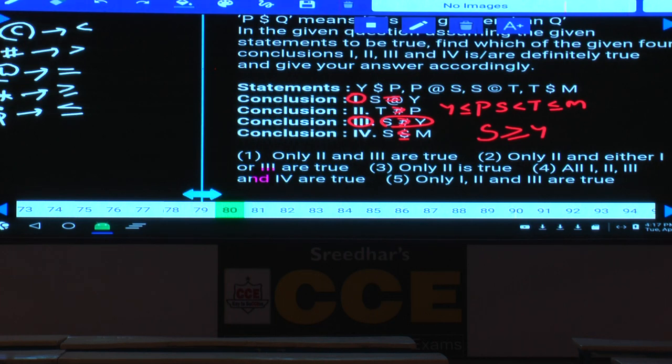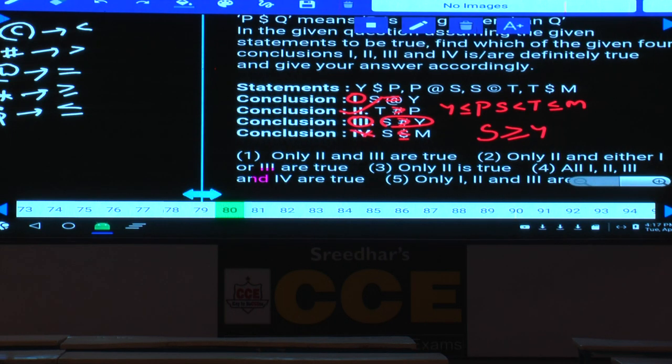Then coming to the second and the fourth. Now the second one, the relation between P and T. P lesser than T, T greater than P is also true, and S and M, S lesser than M is true, whereas here S equals to M is false. Then what is your answer? 2 and either 1 or 3. 2 and either 1 or 3, choice 2 is the answer.